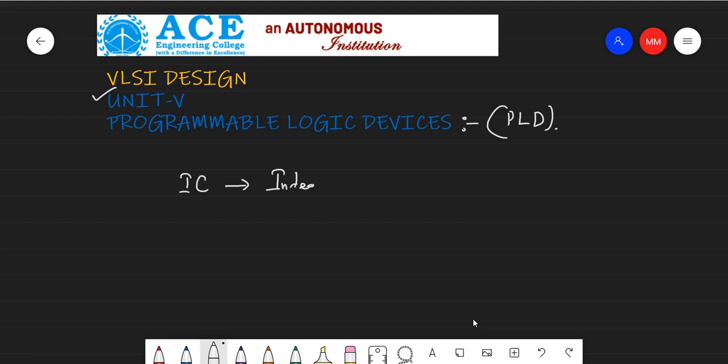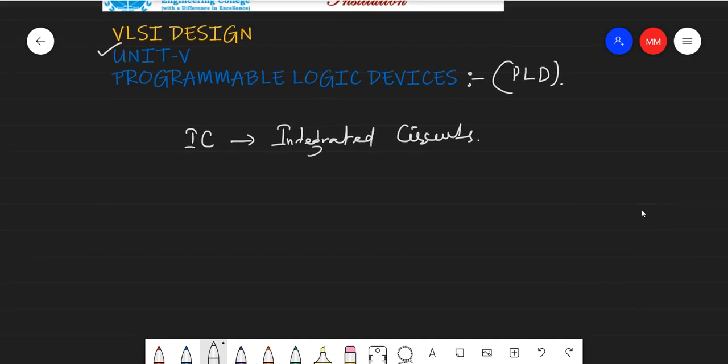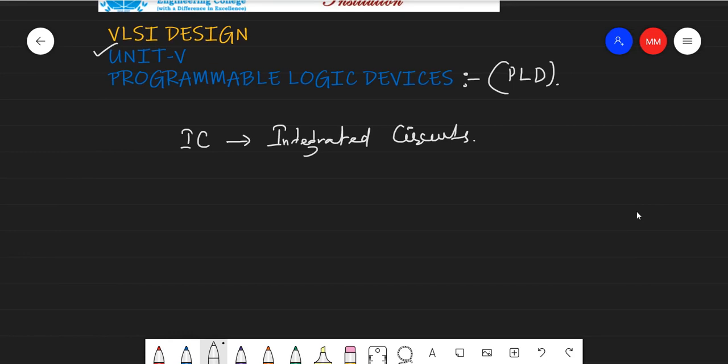It is integrated circuits, basically manufactured in a wafer. So let us see the basic structure of ICs. Generally, ICs are designed in this fashion. Depending on the functionality, we have a number of pins, plus VCC, minus VCC, and input and output depending on the functionalities. So this is an IC.